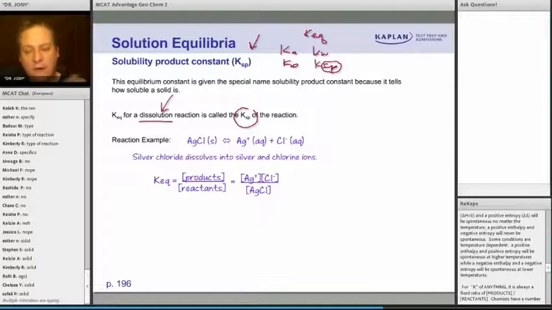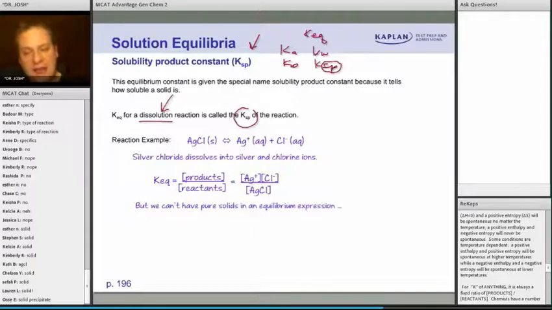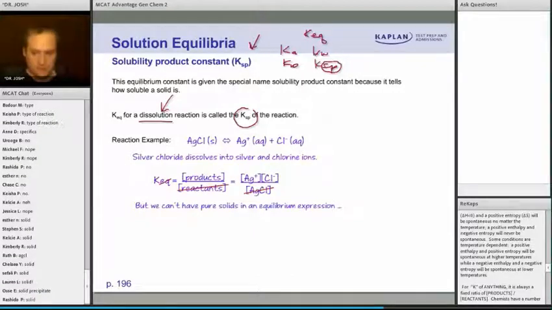What is the error with that equilibrium equation? What is there that should not be there? There's AgCl because it's solid. So when it comes to KSP, you're not going to have to worry about reactants ever. Why? The reactants are always a solid. When it comes to KSP, it's the same principle. It's just a specialized reaction.